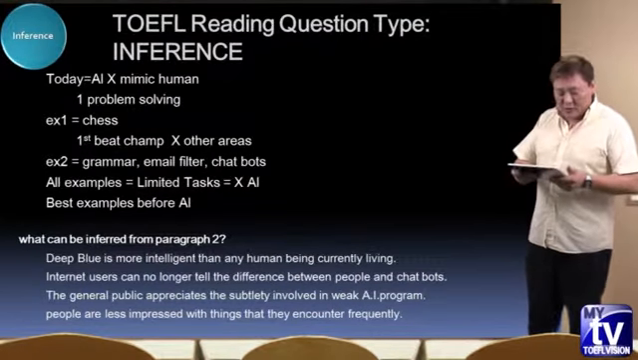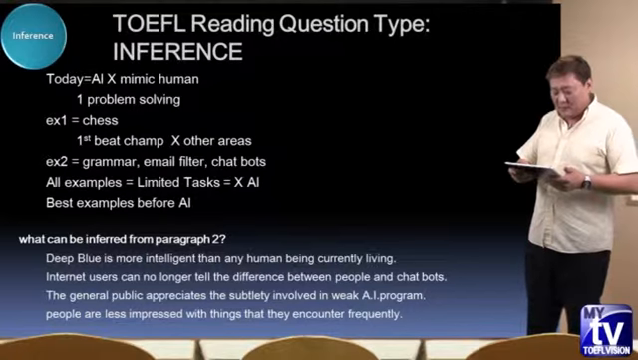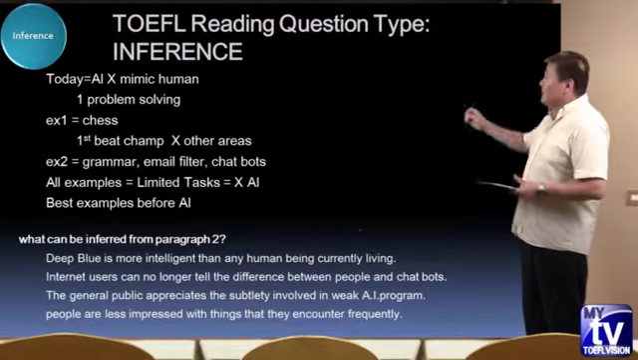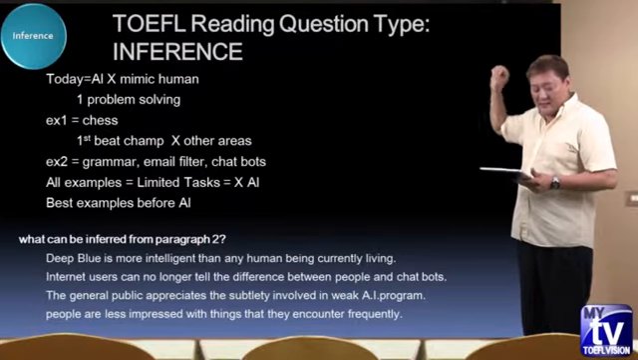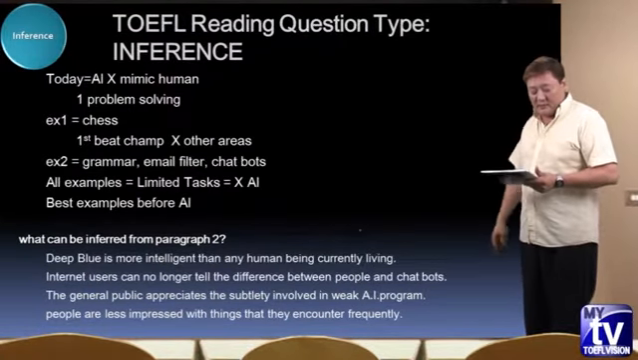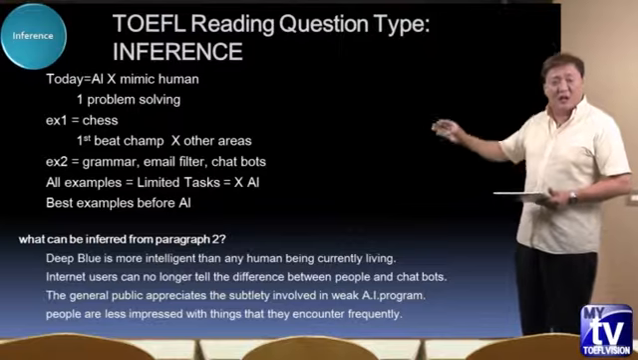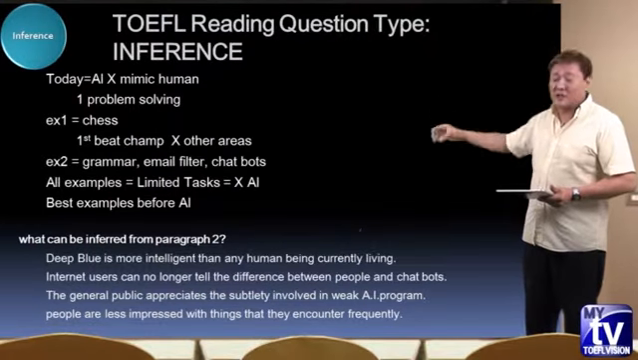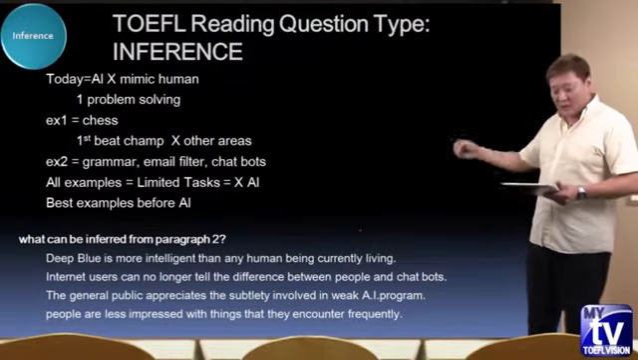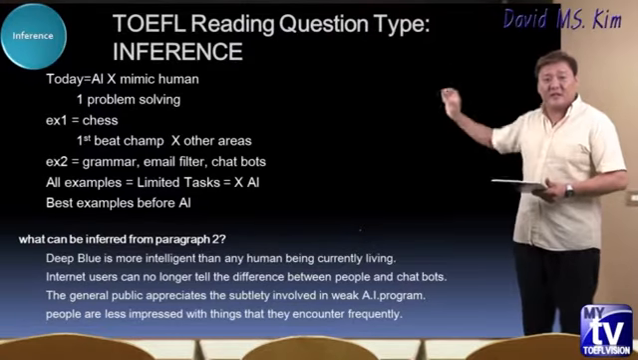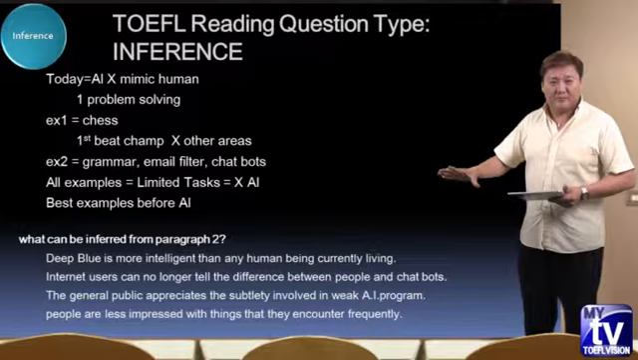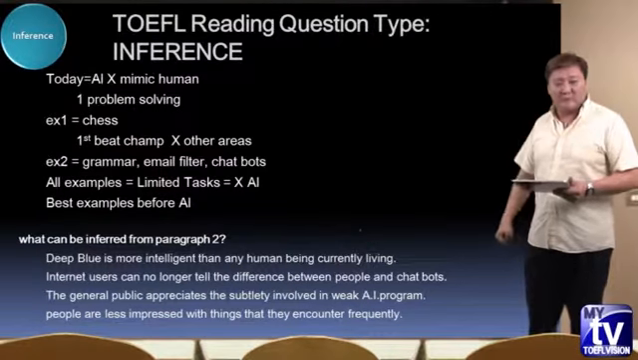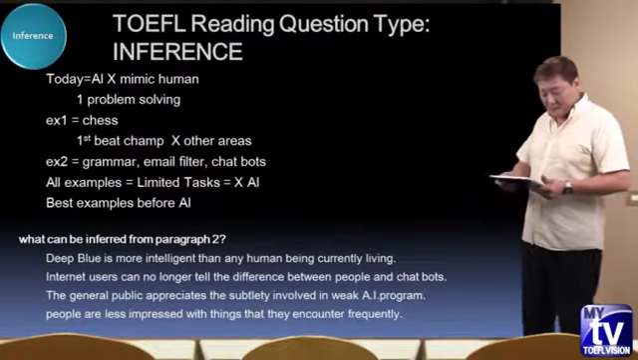Internet users can no longer tell the difference between people and chatbots. See, we're talking about minor details. They're separated. The second thing is, this one is example 2. But did the whole paragraph just talk about example 2? Sorry, nope. It didn't. It only talked about every different area. A conclusion has to include everything in a summarized form.